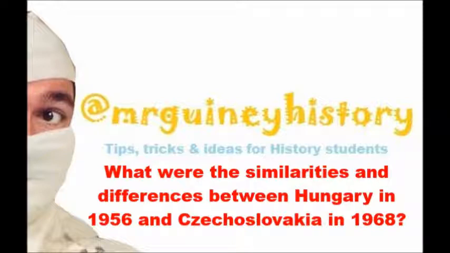And although perhaps there was less violence than there was in Hungary, it should be noted that a 20-year-old student, Jan Palach, burnt himself to death in protest in Prague's Wenceslas Square. So in explaining our second similarity for point 2, you may wish to explain that troops and tanks were sent into both to crush the risings.